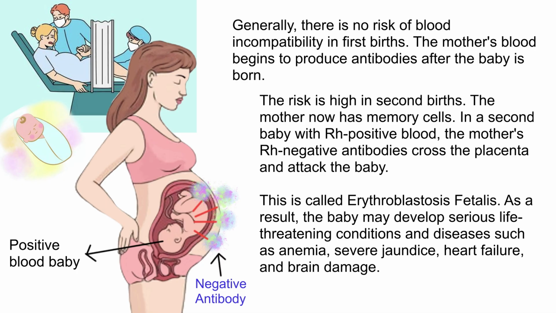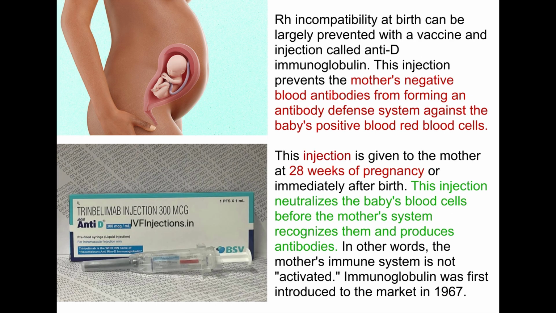As a result, the baby may develop serious life-threatening conditions and diseases such as anemia, severe jaundice, heart failure, and brain damage. Rh incompatibility at birth can be largely prevented with a vaccine and injection called anti-D immunoglobulin. This injection prevents the mother's negative blood antibodies from forming an antibody defense system against the baby's positive blood red blood cells.